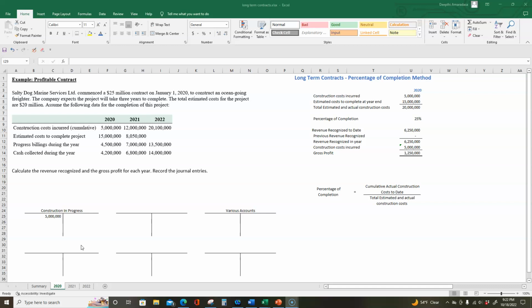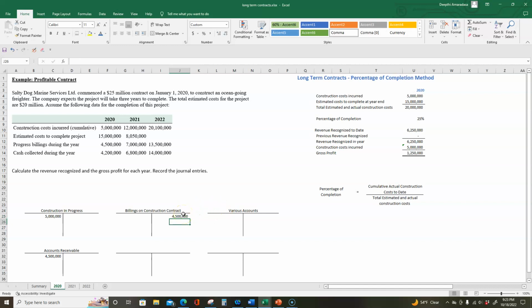Whenever we, the company, bill the customer, we are going to debit accounts receivable. So accounts receivable gets debited for $4,500,000. And then the credit goes to an account called Billings on Construction Contract. This account has a normal credit balance, but we're going to debit accounts receivable. We're going to credit Billings on Construction Contract for $4,500,000. This is a permanent account, and as you can see later, we're going to be carrying this balance forward every year. That is your second entry.